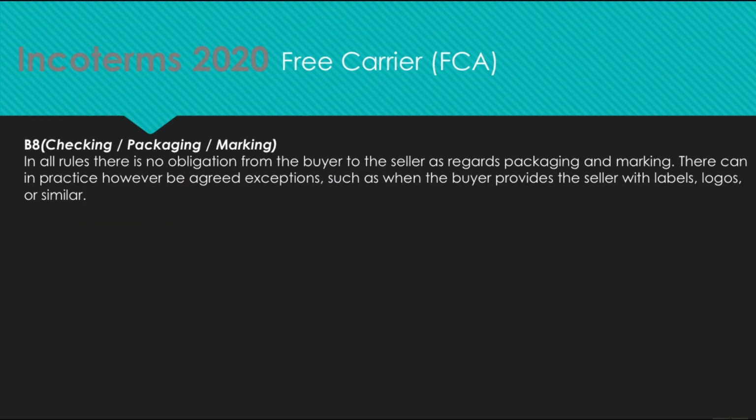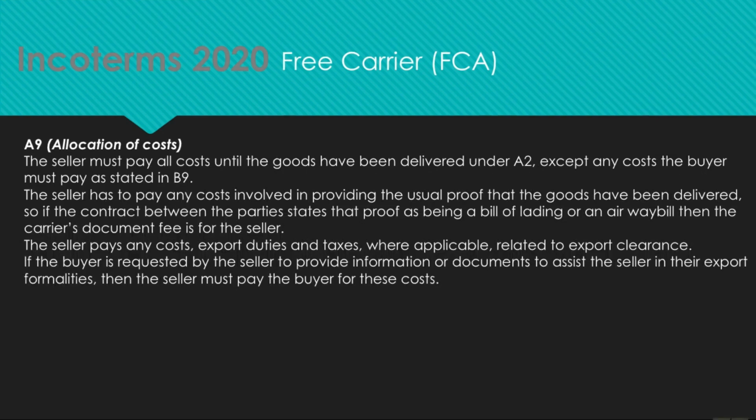B8. Checking, packing and marking. In all rules, there is no obligation from the buyer to the seller as regards packaging and marking. There can, in practice, however, be agreed exceptions, such as when the buyer provides the seller with labels, logos, or similar. In such a case, when the buyer is supposed to provide a label, or anything related to packaging, if the delivery is delayed because of the buyer's failure in providing such items, there is no liability on the seller in this case.